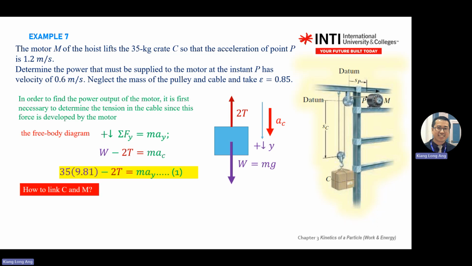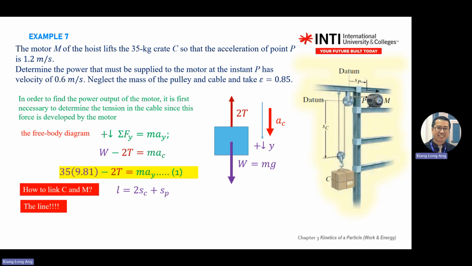So how to link the C and M? How to link this one and this one? Through the pulley system. Okay, you want to link this one and this one because you're seeing a pulley. So go back to the pulley chapter. Okay, so again, start with the total length. Total length of this rope is here plus 2SC, right?